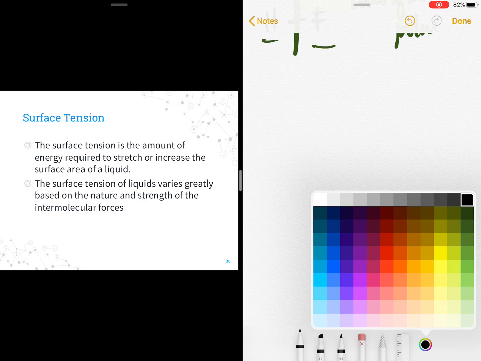So, the surface tension of liquids varies greatly based on the nature and strength of the intermolecular forces. So, whether strong ang surface tension, mas mataas ba yung energy na kailangan mo or lower, it would depend kung ano ba yung existing intermolecular force dun sa iyong liquid. And what is the strongest type of intermolecular force? It is your hydrogen bonding.